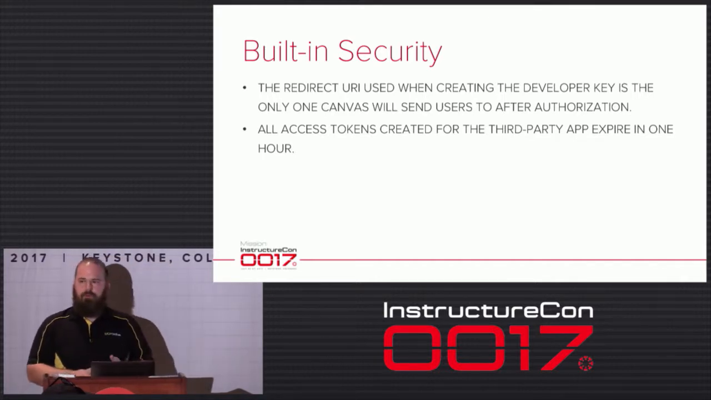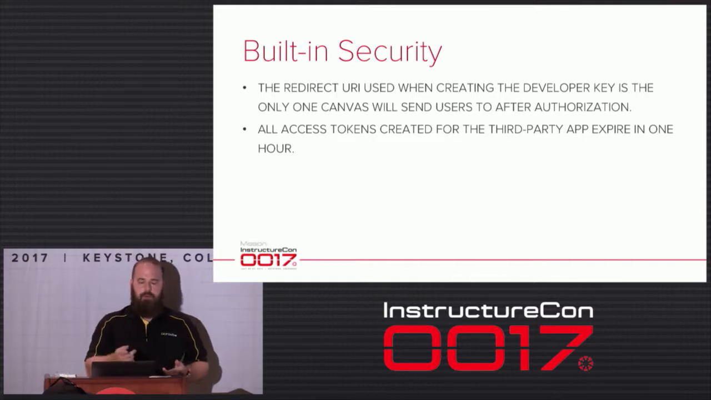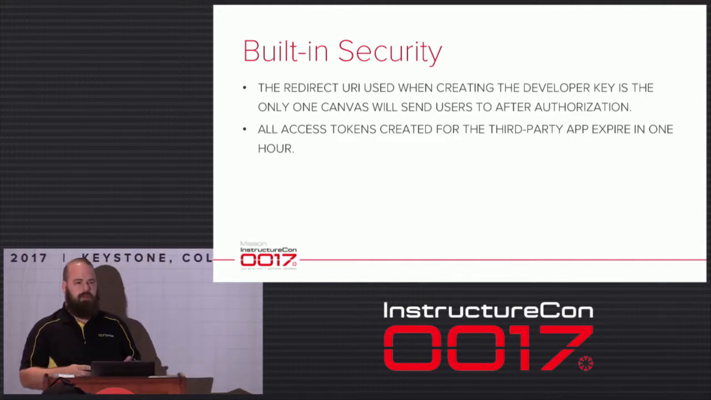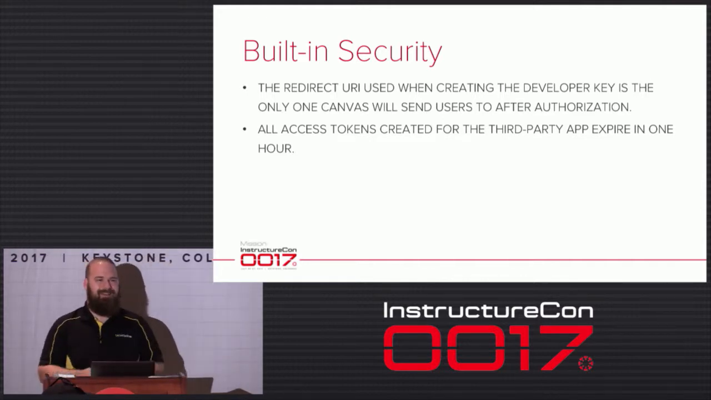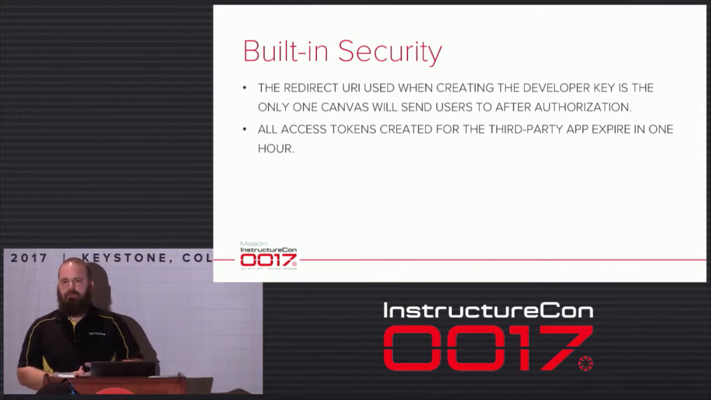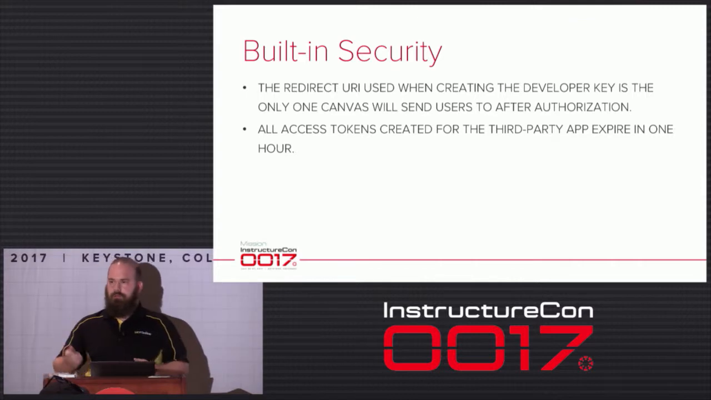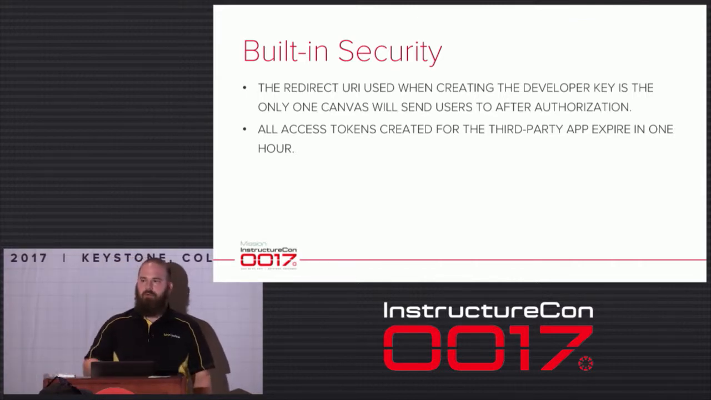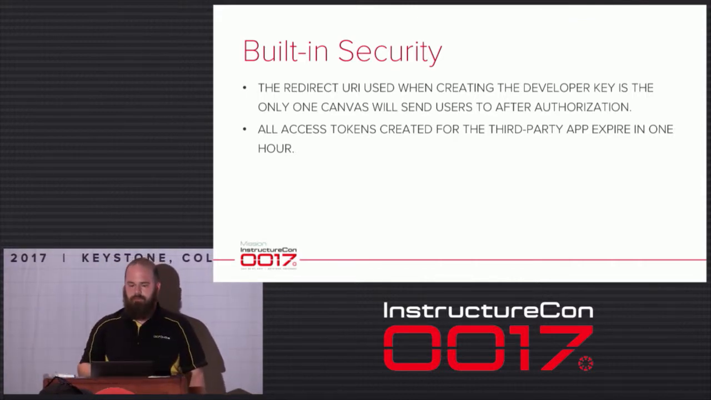Also, all access tokens that are created expire. I put 1 hour, but I actually just talked to somebody this morning, and they said that it's actually 30 minutes. Access tokens will expire in 30 minutes. And that's what the refresh token is for. The app can then request a new access token for that user when it expires.